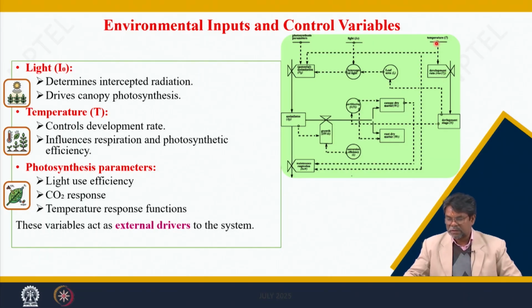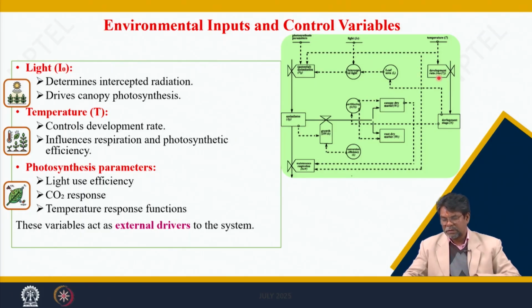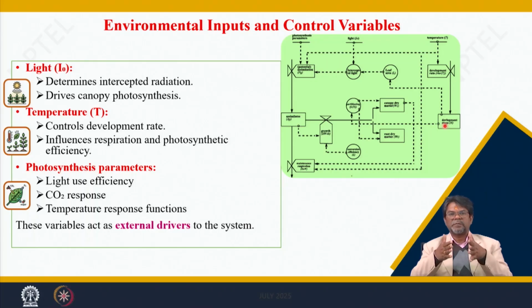So, this is the temperature that influences developmental rate. RM and RT we will discuss in later classes. The developmental rate influences the developmental stage. Developmental rate means the number of leaf appearances per unit time. So, once they accumulate the number of leaves and nodes formed, the crop transfers from one developmental stage to another.